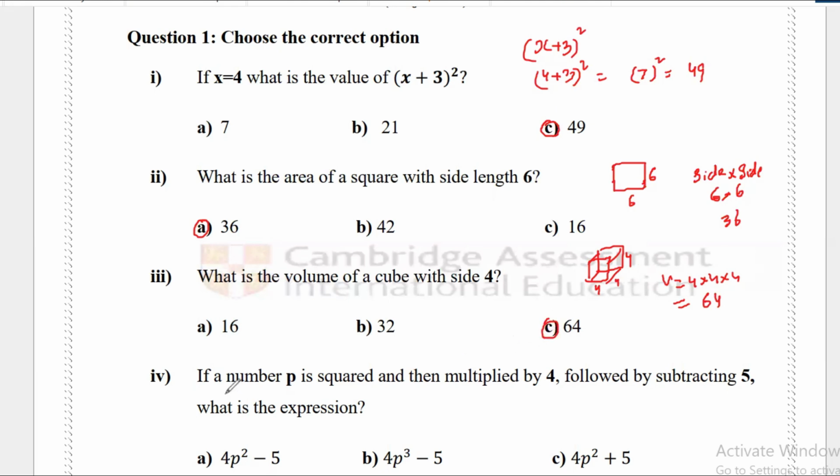And the next one is, if a number p is squared, meaning p power 2, and then multiplied by 4, so 4 multiplied by p squared, followed by subtracting 5, meaning minus 5. What is the expression? So your first one is correct, because in the second one we have p cube and in the third one we have plus.